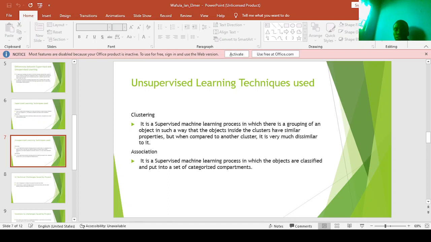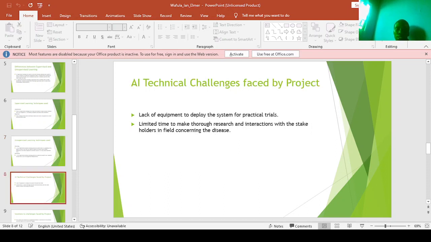Then there is also association. In association, objects are classified and put in a set of categorized compartments. Some of the challenges that this AI project is faced with are the lack of equipment to deploy the system for practical trials. We also face a problem of limited time to do the research we need and interact with all the concerned stakeholders in the field concerning the disease.